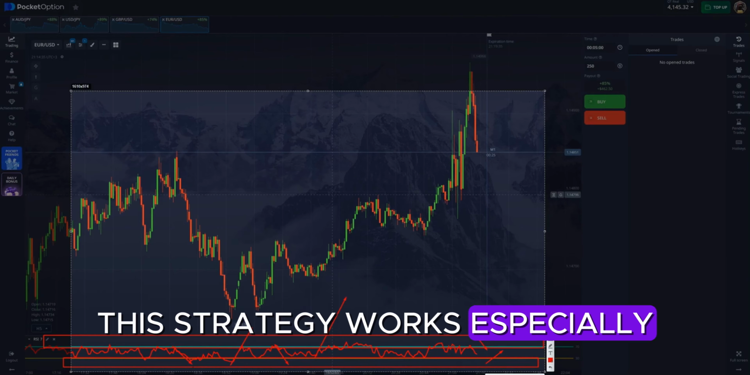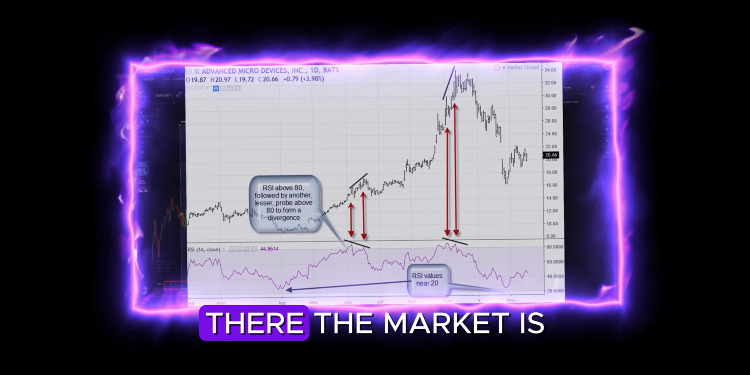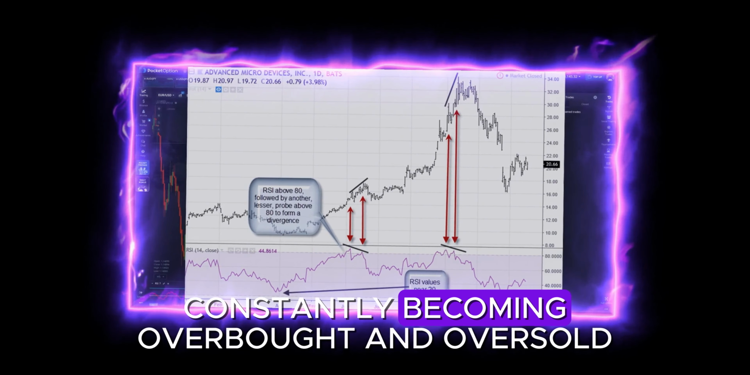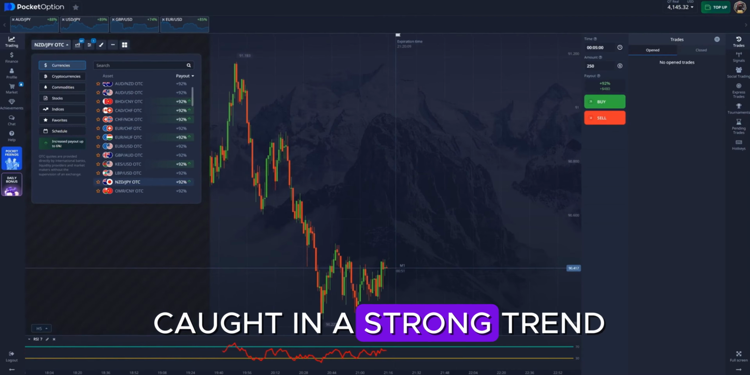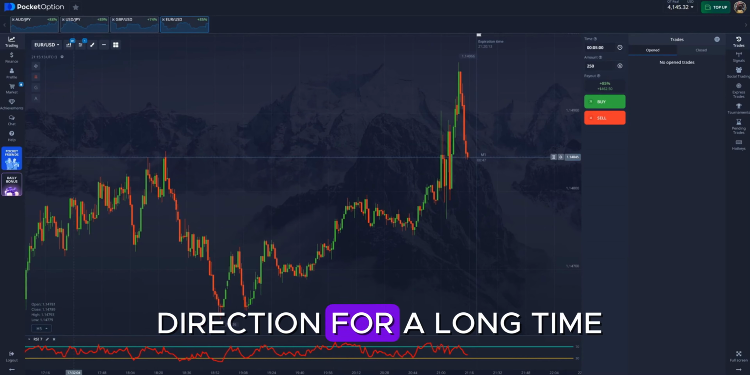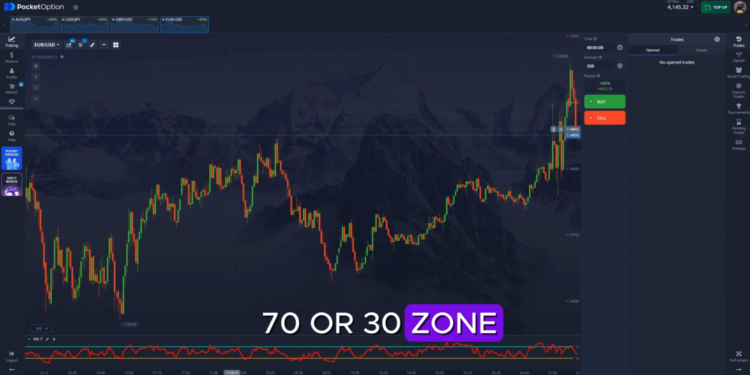This strategy works especially well in a sideways market, when the price moves within a range. There, the market is constantly becoming overbought and oversold, and the RSI shows us this perfectly. But if you get caught in a strong trend, be careful, because the price can keep moving in one direction for a long time, and the indicator may stay stuck in the 70 or 30 zone.